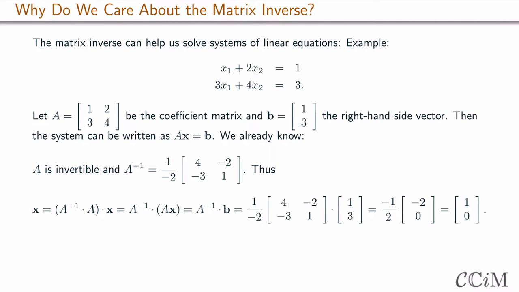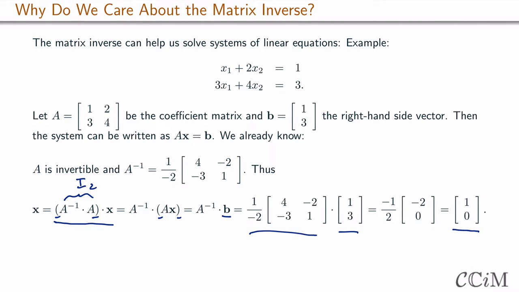Here again it is in more detail. x is the same as A inverse times A times x, because A inverse times A is the identity matrix. Because matrix multiplication is associative, I can move these parentheses to a new location, namely around A times x. And A times x is equal to B. That's what we're requiring. And so this equals A inverse times B. But I know what A inverse is. I know what B is, and so I can do this out. And I find out this is equal to 1, 0.